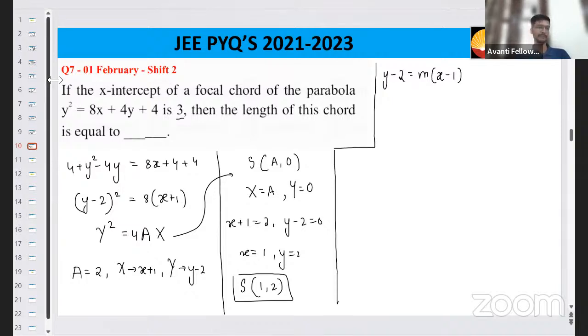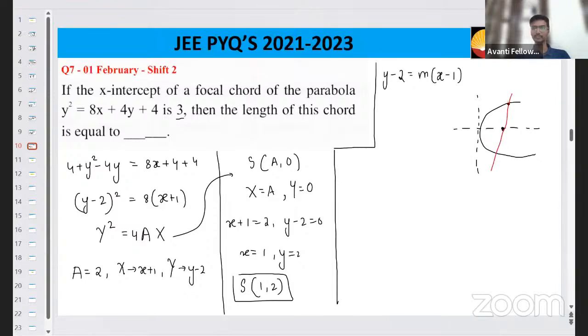Let me tell you why I am finding this equation. Let me give you a perspective of what I am doing. Basically, see, anything like this is a parabola. These are the axes, not the x and y axes. Here is the focus, and a chord passes through the focus.